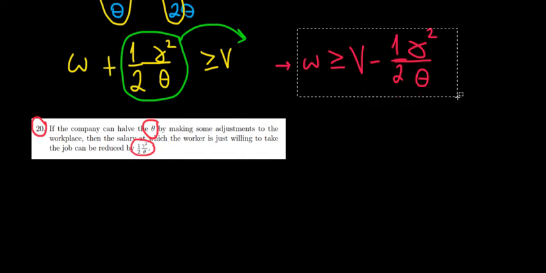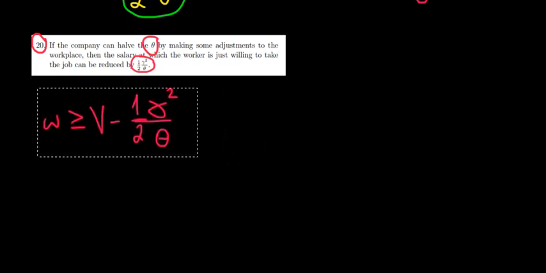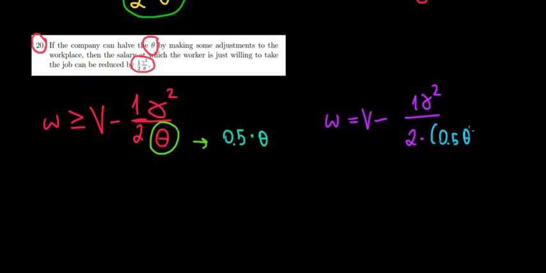So let's just copy paste it over here below and compare it to what would be the new wage. The new wage that the company is willing to give him would have a theta that is half of what is happening now. So the new theta would be just half of it, which is 0.5 times theta. That would be the new cost of effort, which makes the new wage V minus 1 gamma squared divided by 2 multiplied with 0.5 times theta.